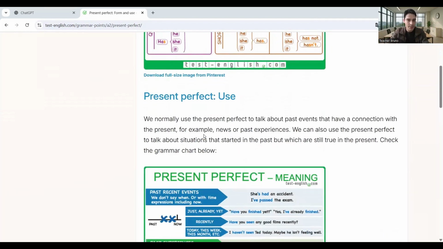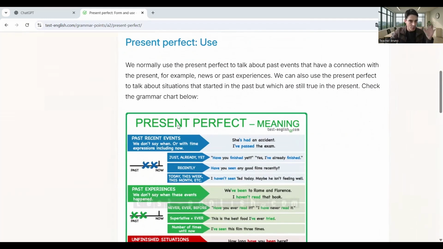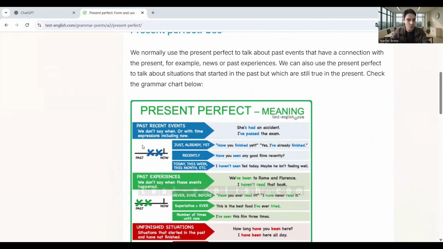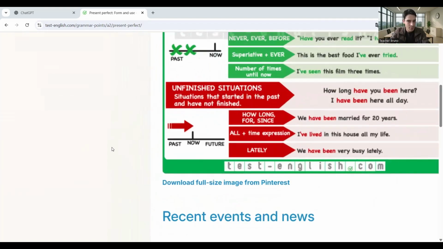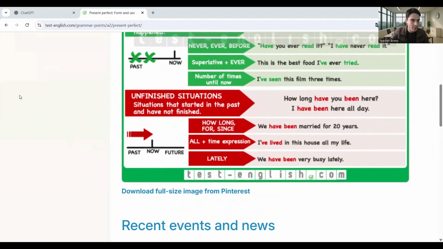The first use of present perfect is when actions started in the past and continue to the present. This is definitely one of the most important verb tenses. Unfinished situations. For example, we've been married for 20 years. It started in the past and it still continues up to the present. We've been studying English for 6 months, 1 year. Started in the past, still continuing.